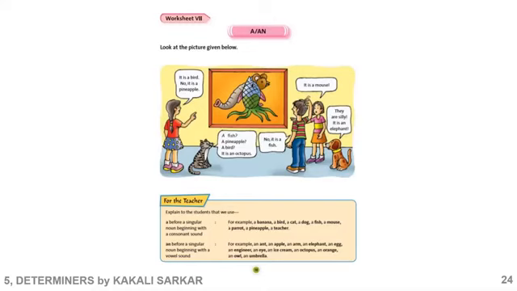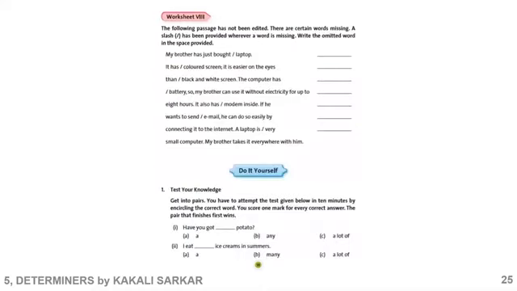Now we will go to the next page. Worksheet 7, children. Here is a passage. You have to edit the passage. There are some slashes given where you have to put a or an. Okay, so let us start. My brother has just brought slash laptop. L is a consonant and has a consonant sound and is singular, so it will definitely be a laptop.